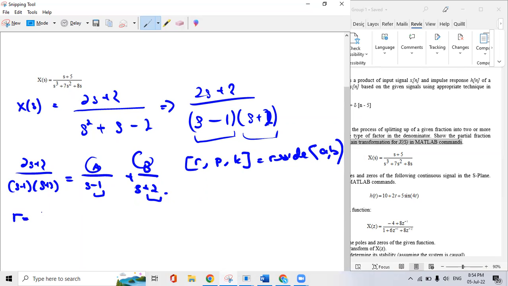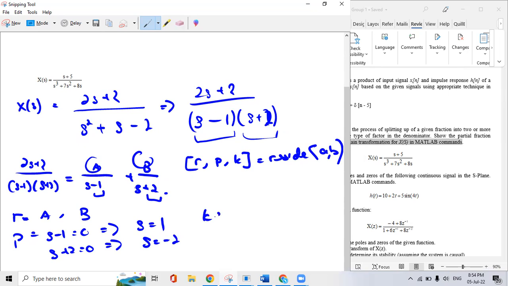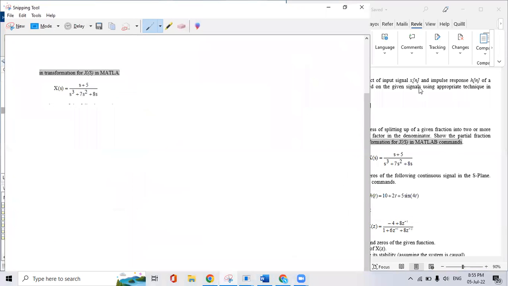So r will be the value A and the value B, and p will be the poles: s minus 1 equal to 0 becomes s equal to 1, and s plus 2 equal to 0 becomes s equal to negative 2. And k will be the gain. So the a and b right here are actually the coefficients from the numerator and the denominator. And okay, I'm here to explain how we get the a and b.